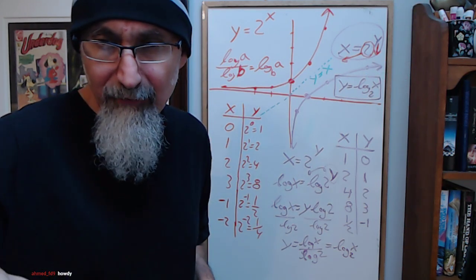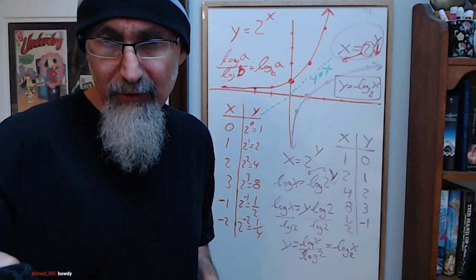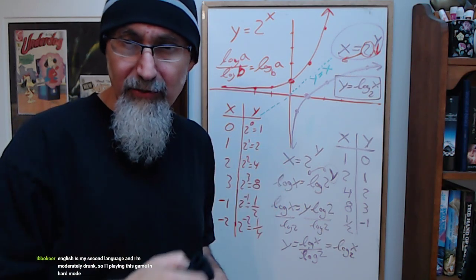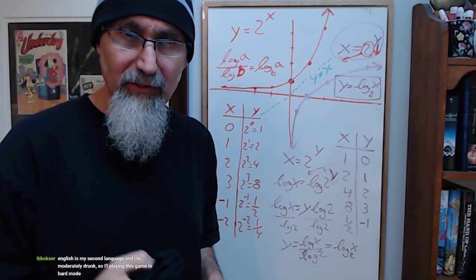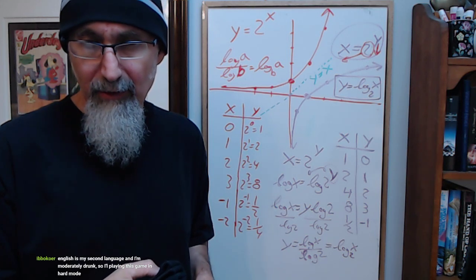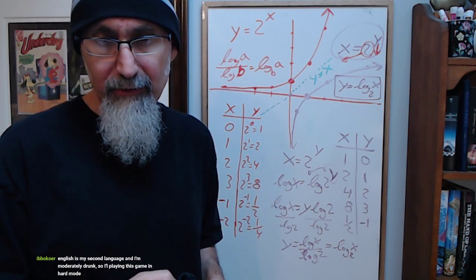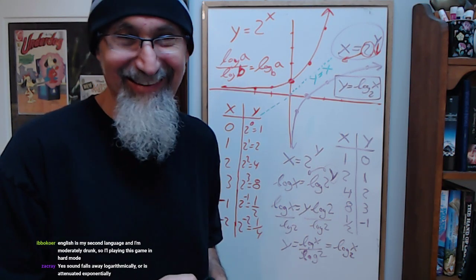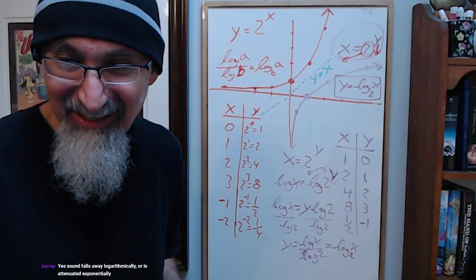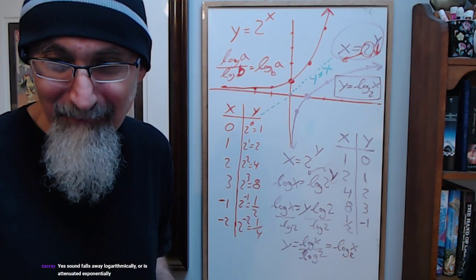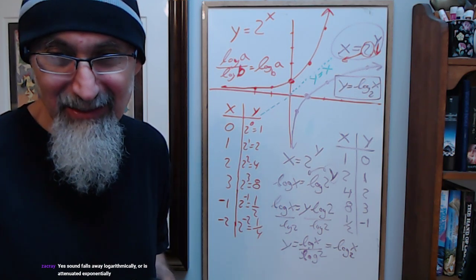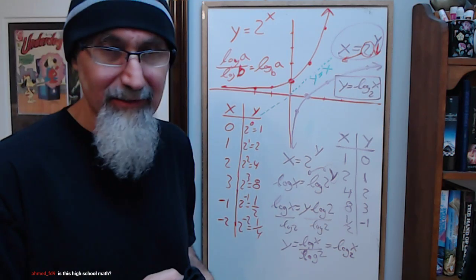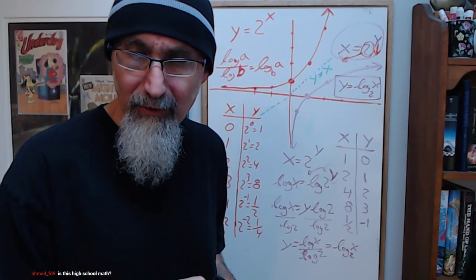So what was that called? Inverse square law of sound is exponential. So is that the one we're referring to as dropping off, just like redshift with the stars, with galaxies moving away, right? English is my second language and I'm moderately trying, so I'll play this game in hard mode. Funny. Yeah, sound falls away logarithmically, so it attenuates exponentially. Cool. So it's like gravity is to the power of 2.